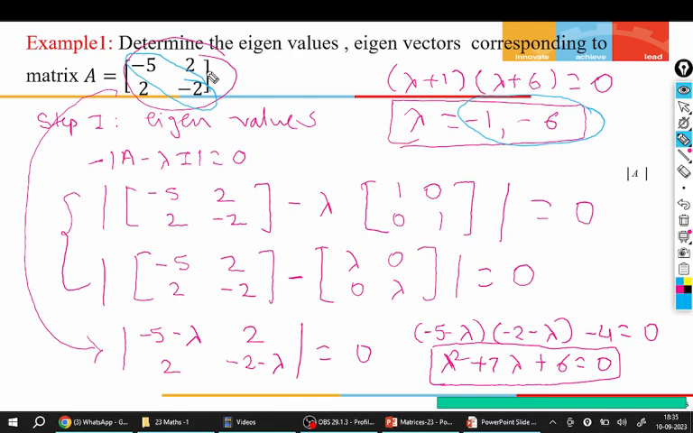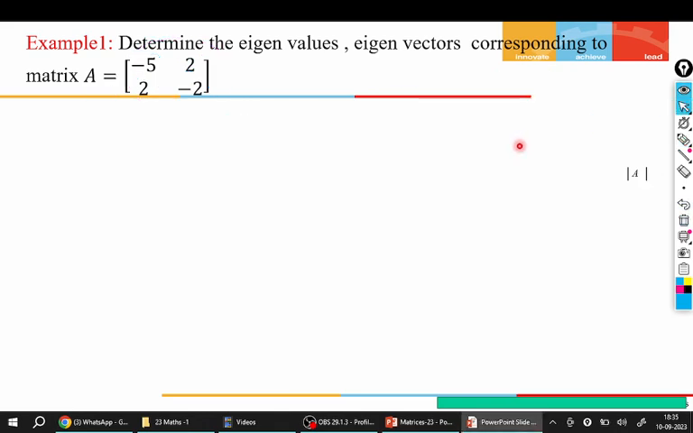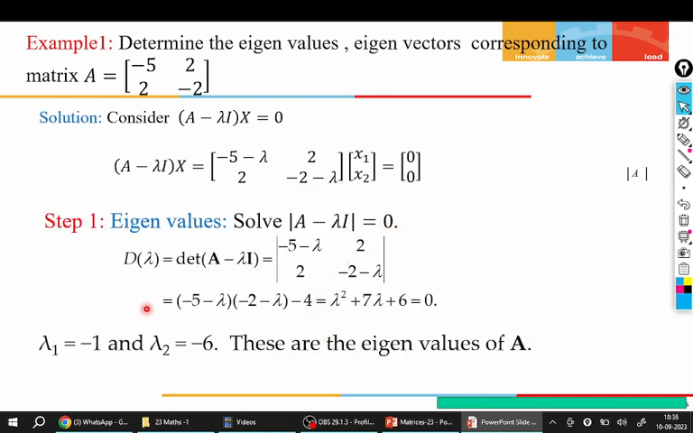So these are the properties just for MCQs. You can remember it. Sometimes it is required when you use a calculator method and there is a repeated root. To get that repeated root, you can use this: sum of diagonal element is equal to sum of eigenvalues. Okay, this property. So that is about step 1. In step 1, we got the eigenvalues which are -1 and -6, and the two important properties I already discussed. Sum of diagonal element is equal to sum of eigenvalues.